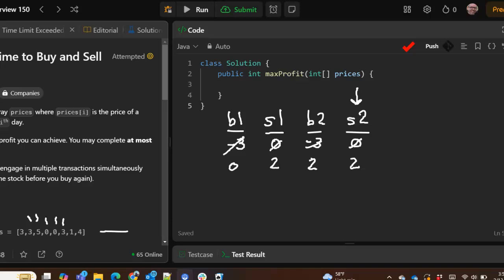B1 stays the same. That is our best buy price, 0. Sell 1 is the max of either the current profit or the first buy balance plus the current price. That's an improvement. That represents buying at 0 and selling at 3.